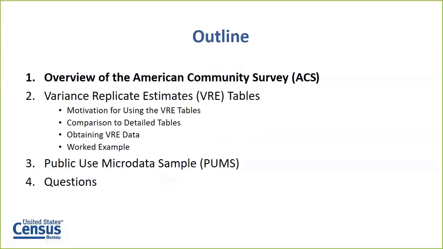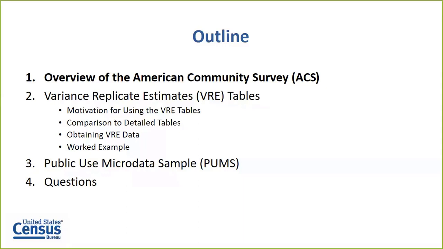Getting started, here's what we covered today. I'll begin with a brief overview of the American Community Survey, commonly referred to as the ACS. After the ACS overview, I will turn the presentation over to Sirius, who will then discuss the Variance Replicate Estimates, or VRE Tables. Due to the size of the section, it has been broken into 4 segments. The first segment is the motivation behind using the VRE Tables. This is then followed by a comparison of the VRE tables to ACS Detailed Tables. Next, you will learn how to obtain the Variance Replicate Estimates data. And last, we will work through an example of how to calculate the margin of error using the VRE data.